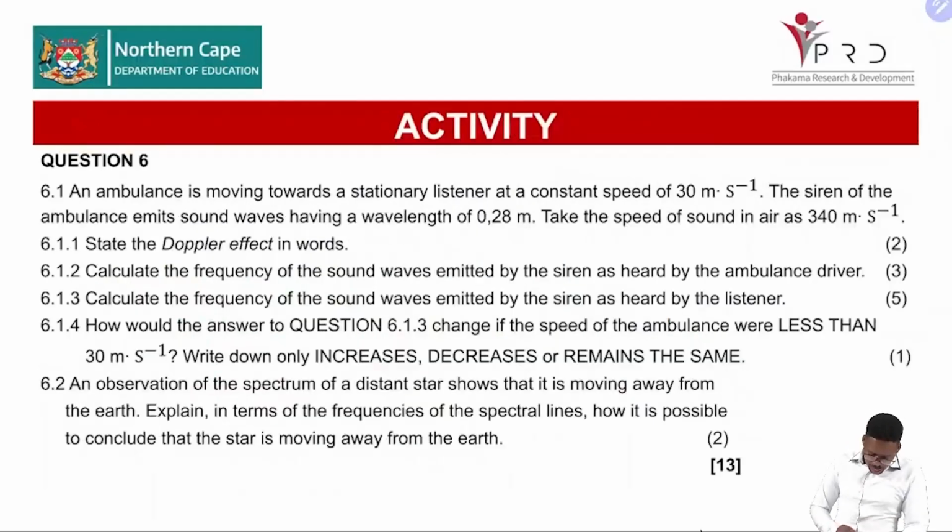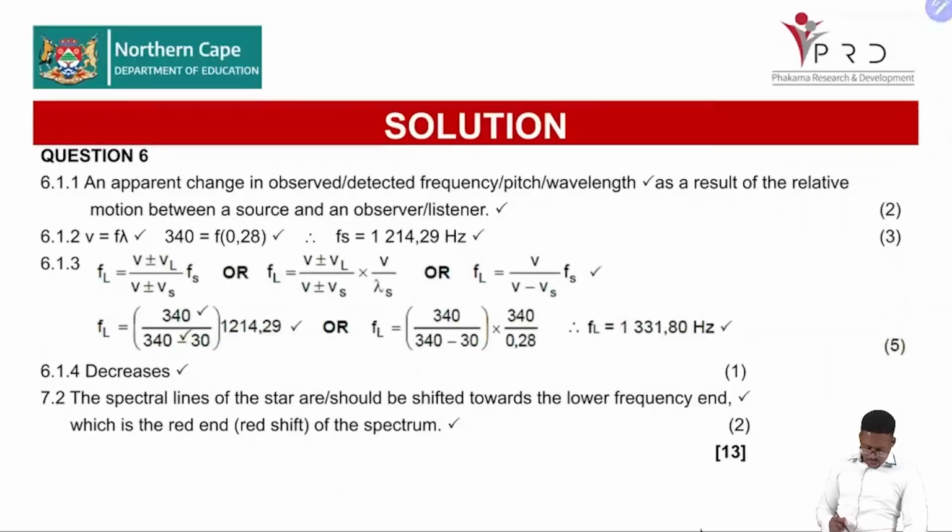6.1.2, calculate the frequency of the sound emitted by the siren as heard by the ambulance driver. Remember here we're given the wavelength. So then you are going to say V, which is the speed, equals frequency multiplied by lambda. What is the speed of sound in air? 340. We want the frequency. We know our wavelength is 0.28. Then you solve for frequency. You are going to get the frequency of the source as 1214.29 hertz.